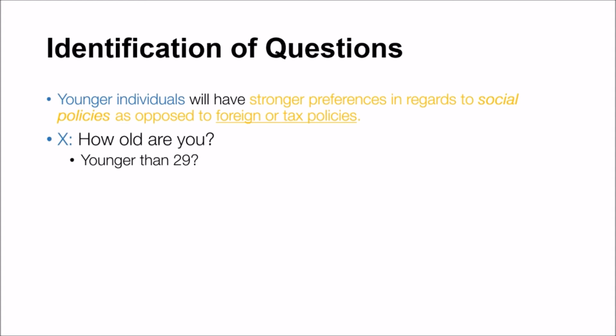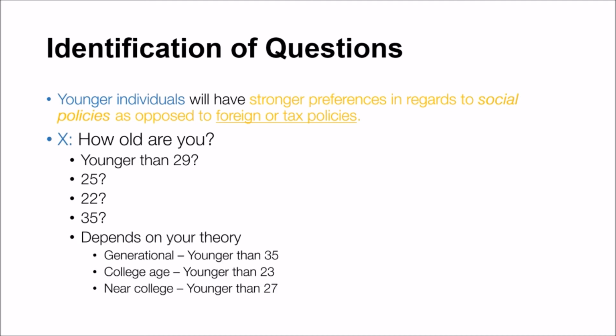But then this is something that you need to think about. All right, so how are we going to define young? Younger than 29, 25, 22, 35? That's going to depend on your theory. If you want to test something that's maybe a generational hypothesis, some of you have theories about millennials, which I believe is people that are currently like 32, 33. So maybe you want to make the cutoff there. Everyone that is younger than 33, I'm going to consider a millennial, and everyone above that, they're old people. That's what we're going to compare to.